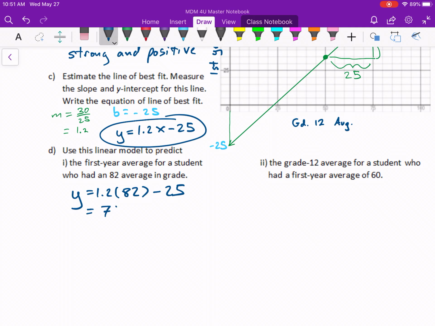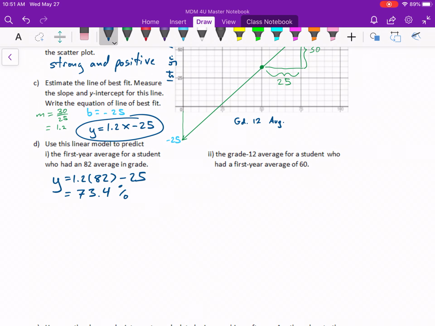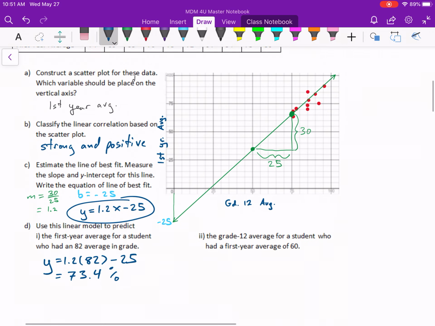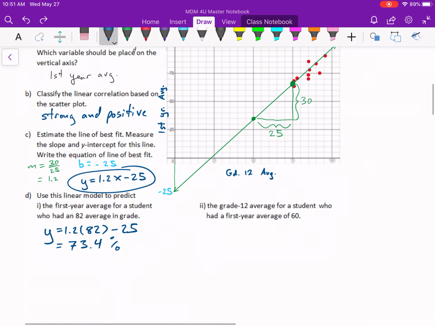73.4. That seems reasonable. We expect people's marks to drop when they get to university, or maybe even just 73%. That would be interpolation, by the way, because 82 would fall right in somewhere around here, right? So we're looking for a point right in about here, and that's right in the middle of the dots. So again, that's interpolation.